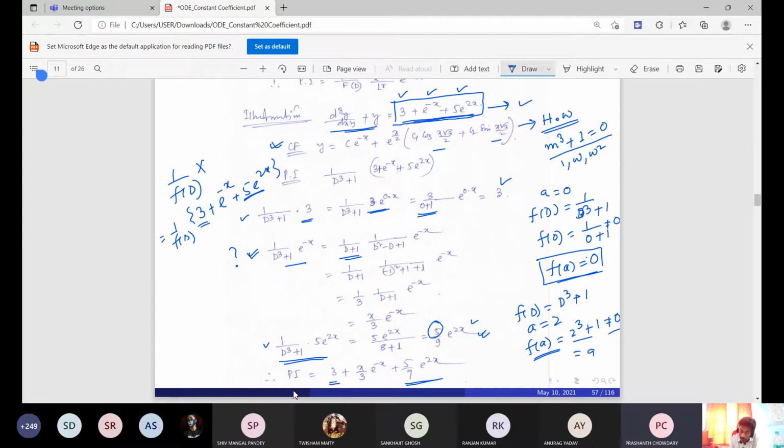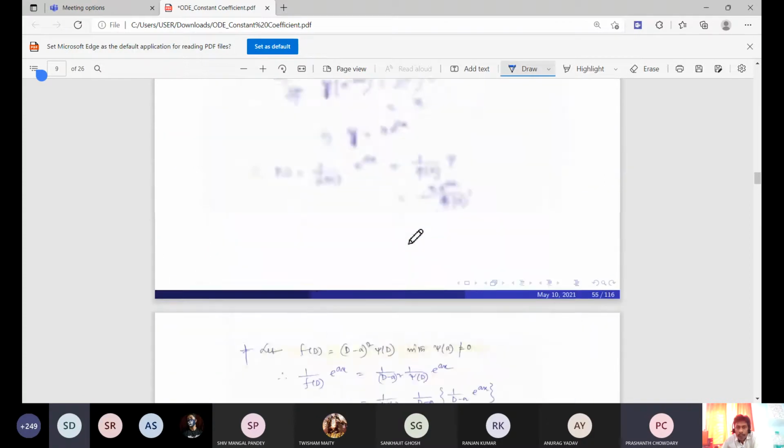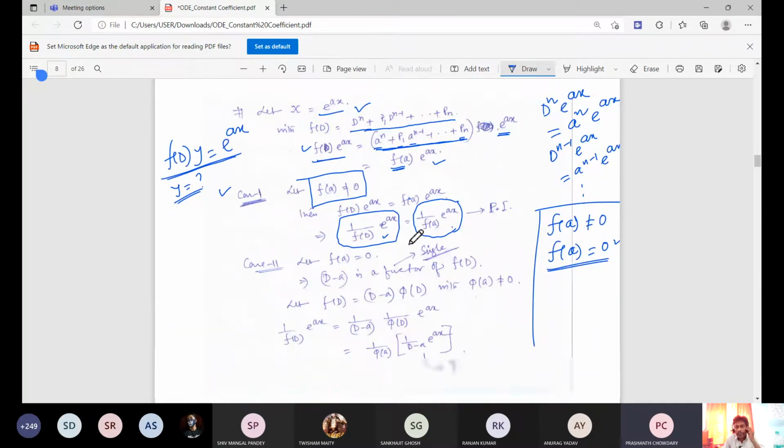The first contribution is 3. But this part we will discuss now, because it involves f(a) equal to 0. I will come to that part later. Let me now consider f(a) equal to 0. We have started with f(D), and now we are considering that f(a) is 0.